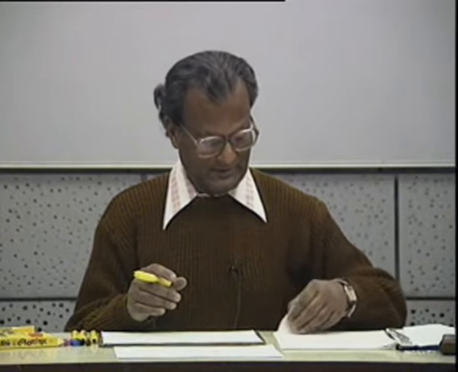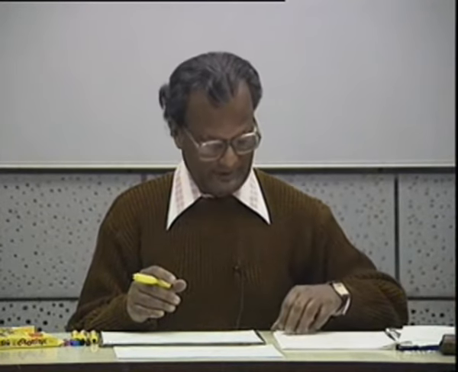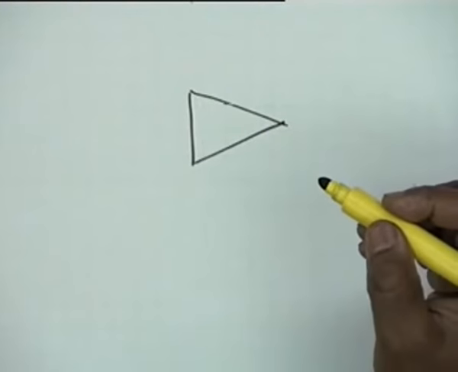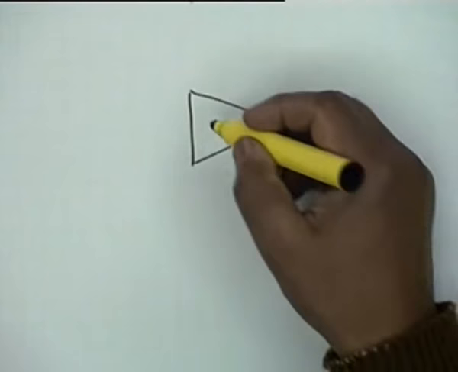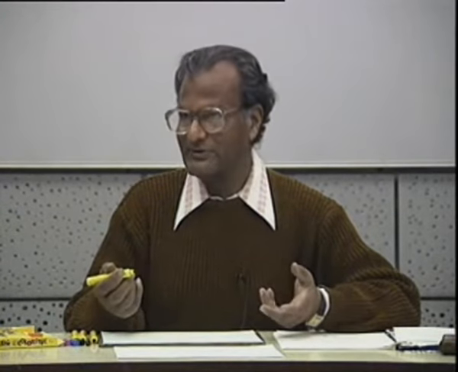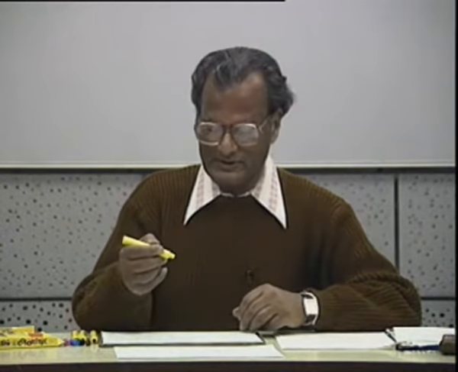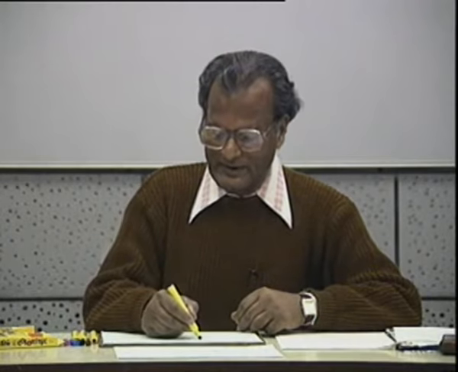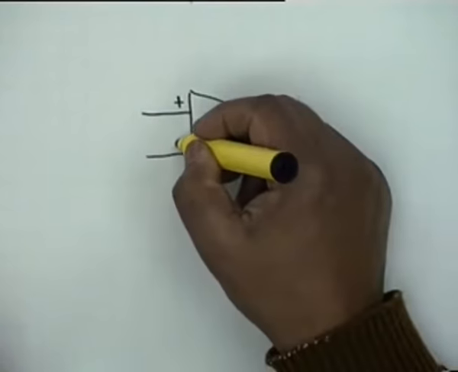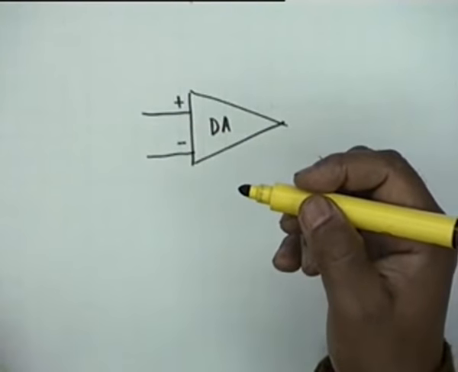Now, on the topic of differential amplifiers, what is a differential amplifier? The symbol for any amplifier is this triangle. For a differential amplifier, we write DA, and for an operational amplifier we write OA. For any other kind of amplifier we don't write anything, we simply draw this box. Now a differential amplifier has 2 inputs. One is a non-inverting input and the other is an inverting input.